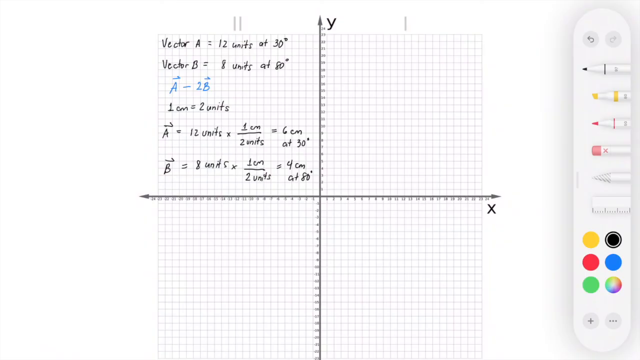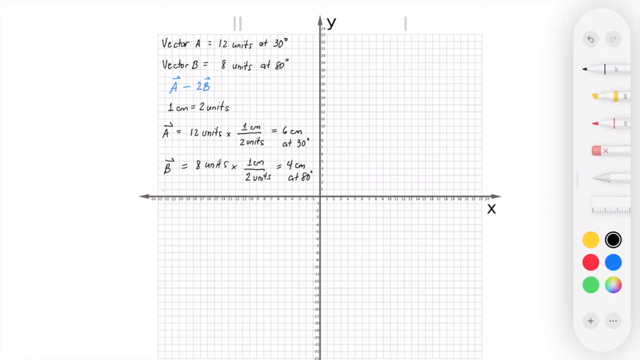So this time, let's try to represent the case of letter C, which is A minus 2B. Now, for the case of A minus 2B, we have here for the vector A, that is still 6 centimeter at 30 degrees, simply because 1 centimeter equals 2 units, and if it is 8 units, that is 1 centimeter over 2 units, and that is 4 centimeter at 80 degrees.